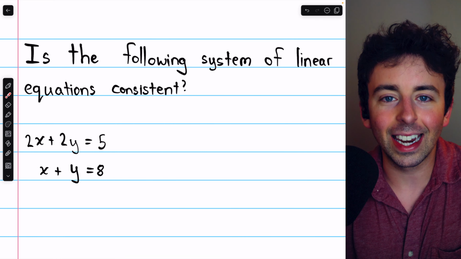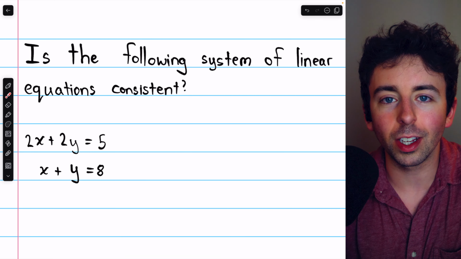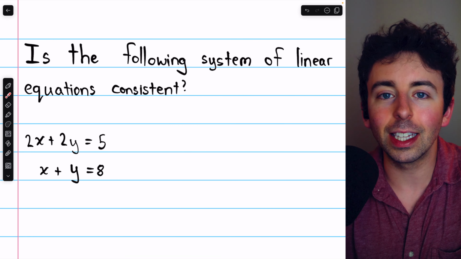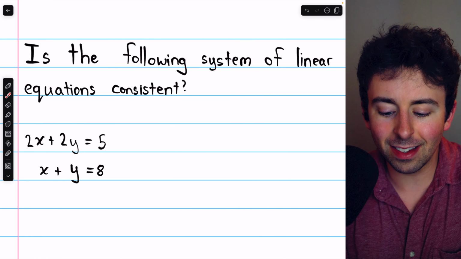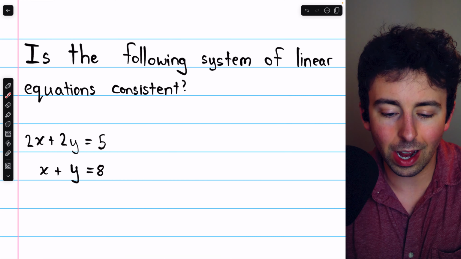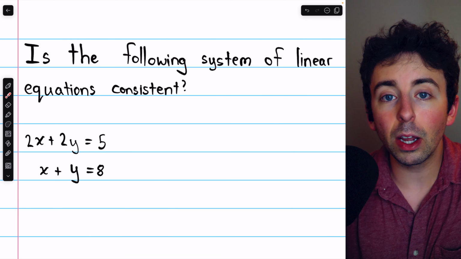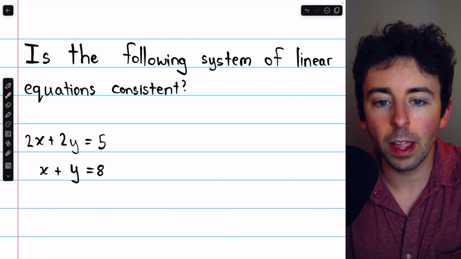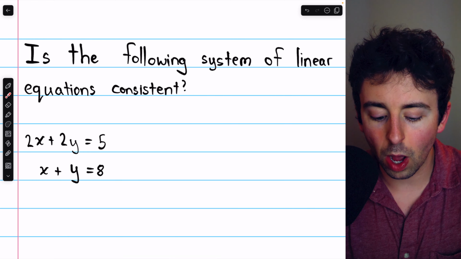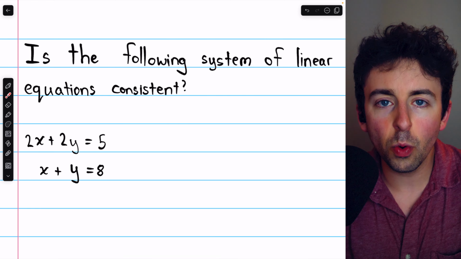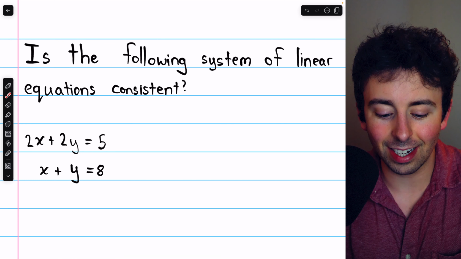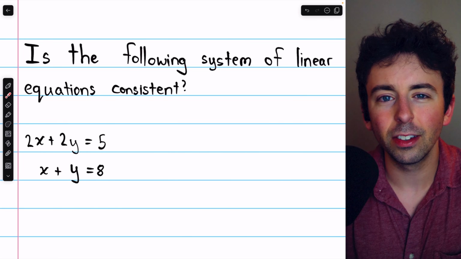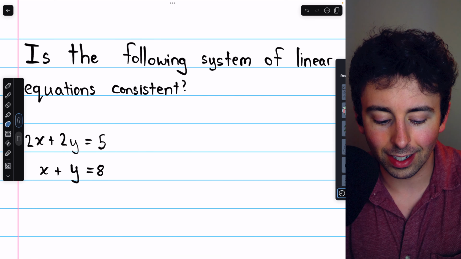Let's take a quick look at a linear system with a trivial solution, and then show that it has infinitely many non-trivial solutions. As a quick first example, is this system of linear equations consistent? You may quickly be able to tell that it is not, because if in fact x plus y is equal to 8, then 2x plus 2y, which is twice as much, must equal 16, not 5. So this system is not consistent.